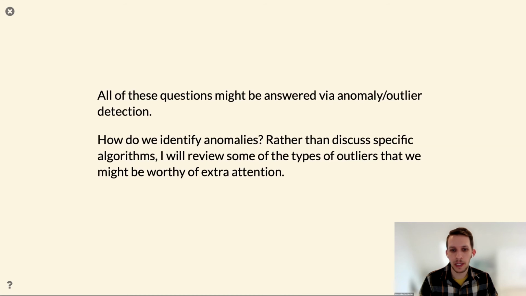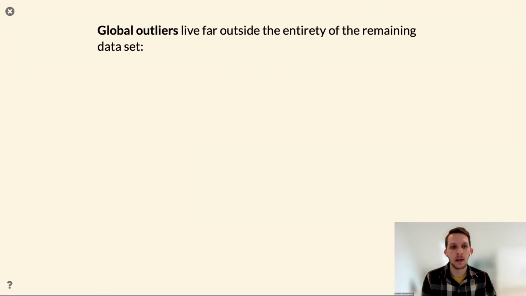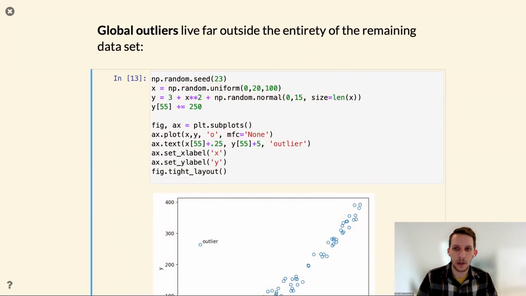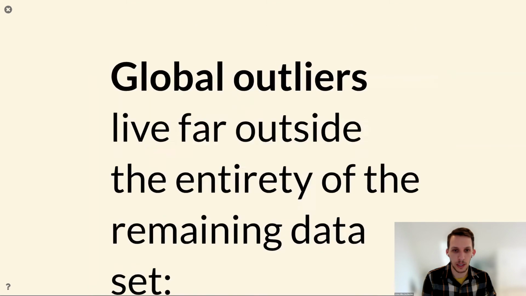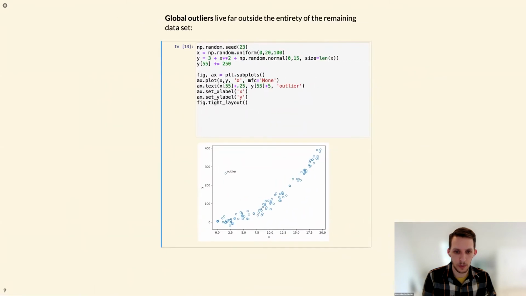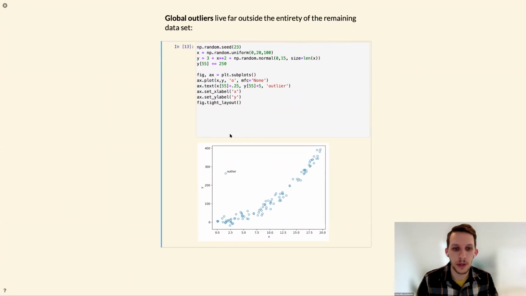How do we identify anomalies? There are many different potential algorithms and methods, and we're actually going to touch on this a bit more later in the week. So instead of talking about specific algorithms, I just want to talk about some of the types of outliers that might be worthy of extra attention should you spot them within the data. So there can be global outliers. And again, I have to resize real quick, but hopefully you can then see everything.